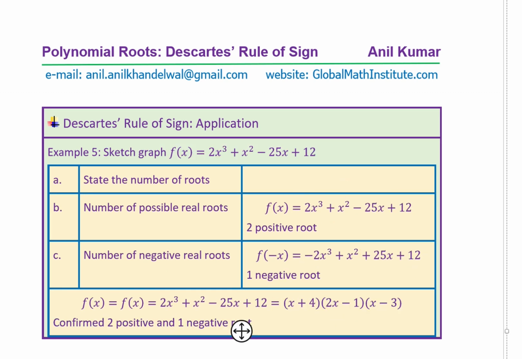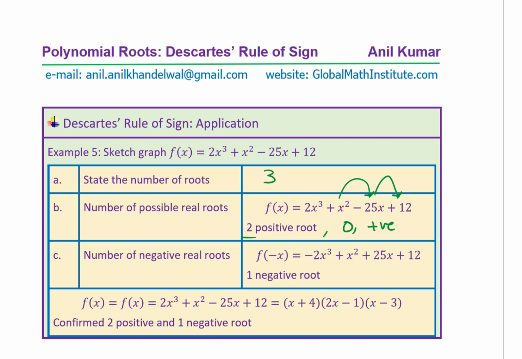Now let's look into example 5, where f of x is given to us as 2x cubed plus x squared minus 25x plus 12. How many roots do you expect? We expect 3 roots clearly. How many of them should be positive? Check the change in sign. There is one change of sign and then again it changes. So there are two possible positive roots or 0 positive roots. Is that clear to you? So there are two situations, 2 or 2 less.